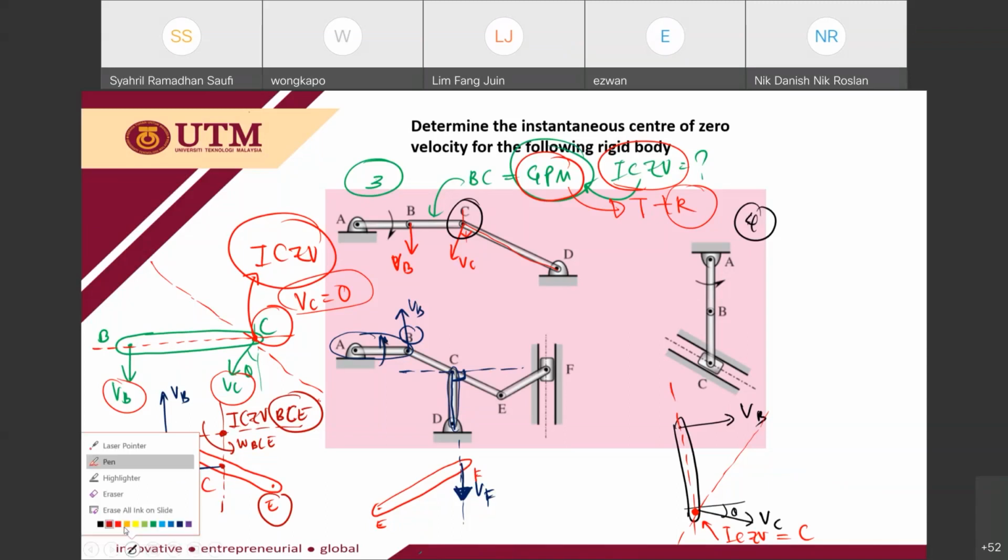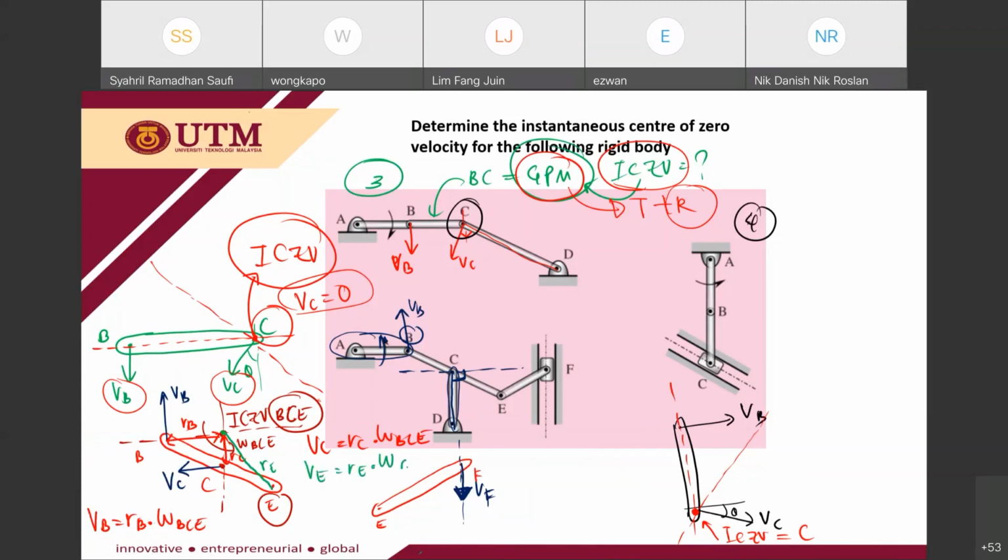Okay, so I know that this is my perpendicular line here. So basically, if I put RB here, VB is equal to RB times omega BCE. Okay, so VC here, this is the length RC. So VC is equal to RC times omega BCE. Okay, so VE is this distance RE from the center of zero velocity. So VE is equal to RE times omega BCE.